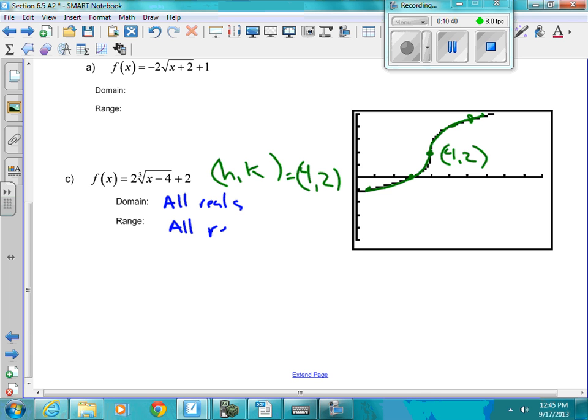So no matter what we do to manipulate this equation, okay, move it up, down, left, right, even this one, multiplying by 2, squashing it, stretching it, whatever we do to the equation, we can find those values, graph it anyways, and see what happens. So all real numbers for domain and range, it's going to work no matter what we do to manipulate the cube root function.